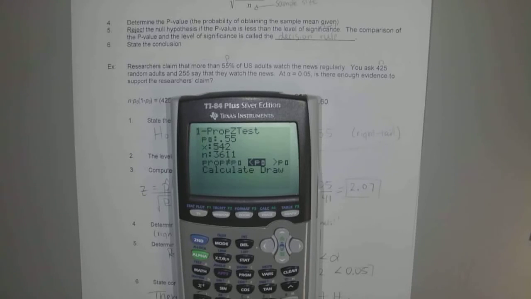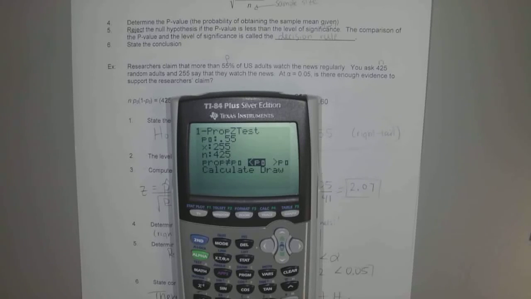What was your N? Sometimes putting N in is easier. How many total people did we ask? We asked 425, and how many of them said that they watched the news? Does that look okay? So your N is always the total. It's the second number. Your X is out of those total. How many said, yeah, I watched the news? 255. And then this is what gets tricky, okay?